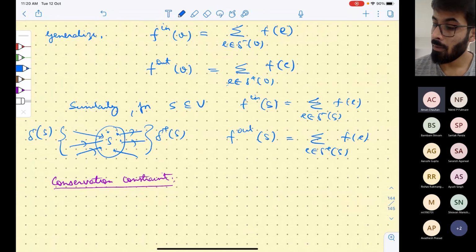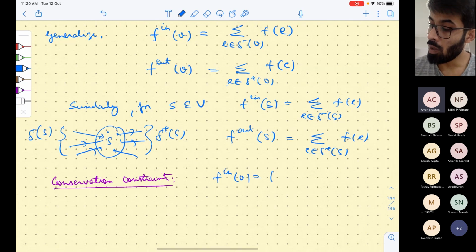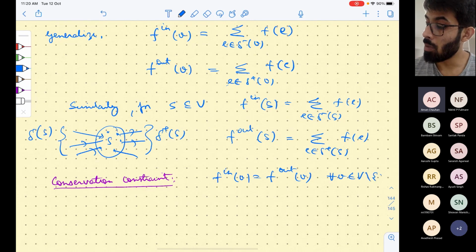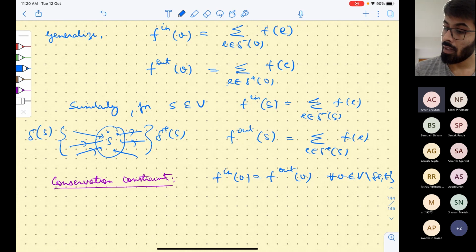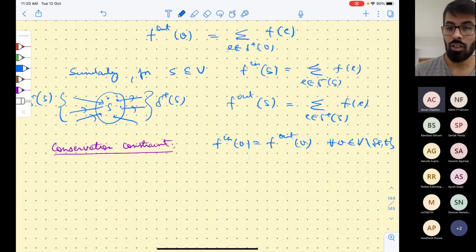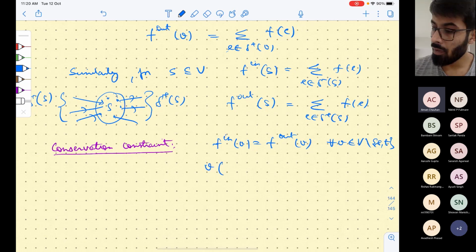It says that f in of V is equal to f out of V for all V belonging to V minus S comma T. Right? So that is what the conservation constraint is. And the value of the flow is f out of S.